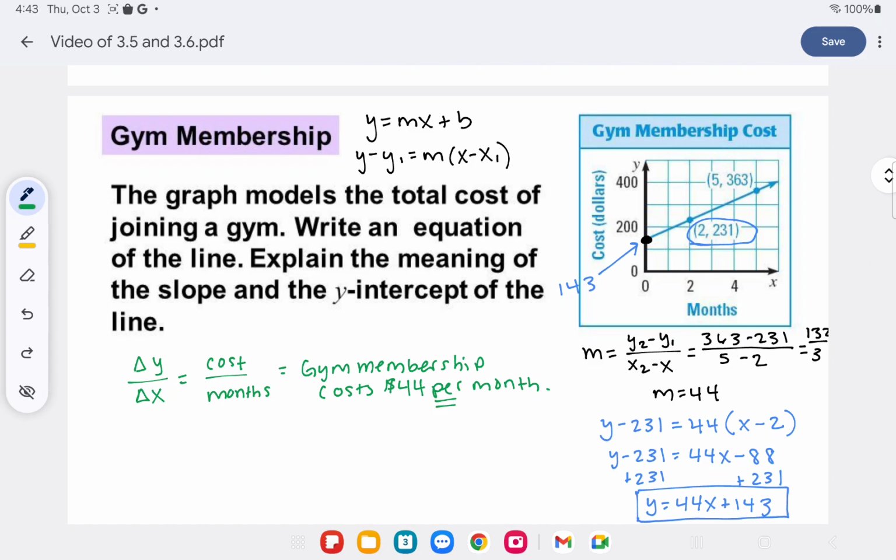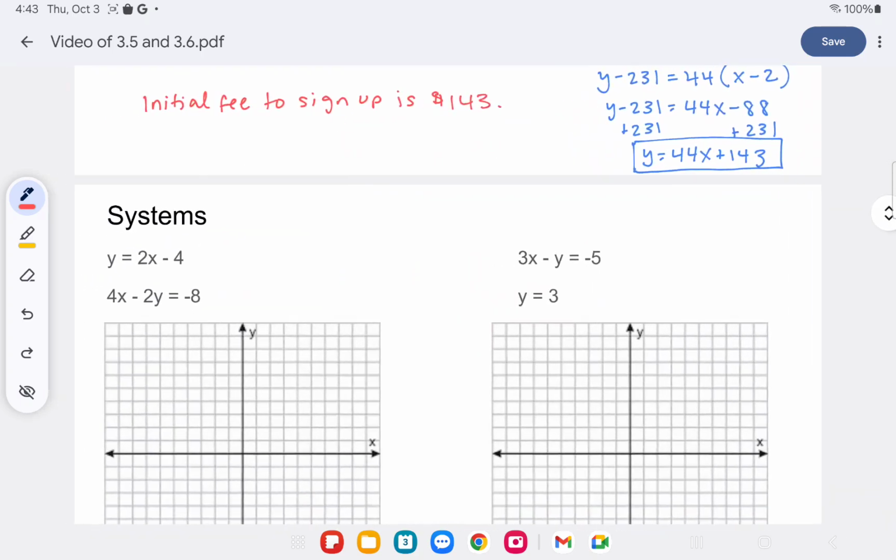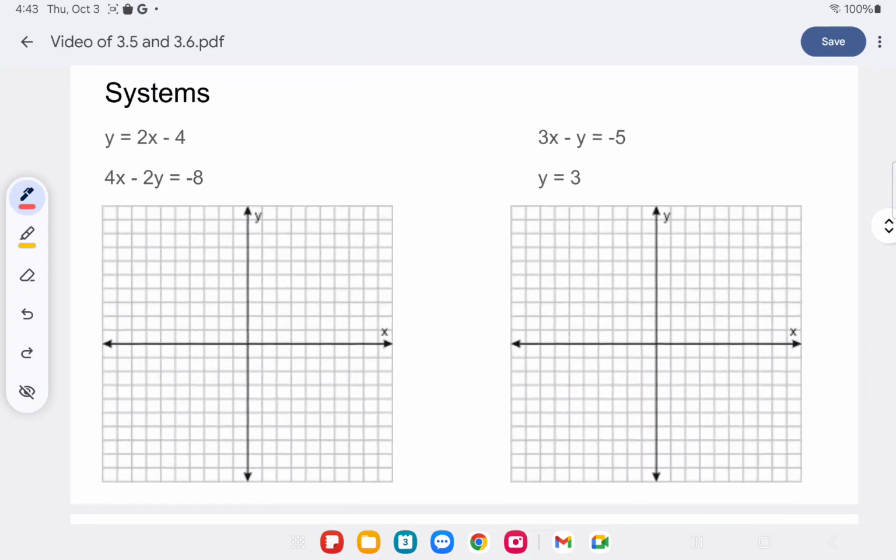Now let's talk about what the y-intercept means in the context of this problem. Our y-intercept is 143, and that's talking about the gym membership cost at 0 months. So the initial fee to sign up for the gym is $143. You have to pay that even before you start paying monthly. So you pay $143 for the gym, and then you pay another $44 per month in the context of that problem.